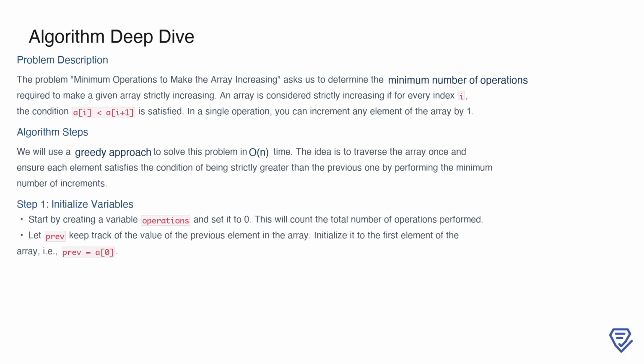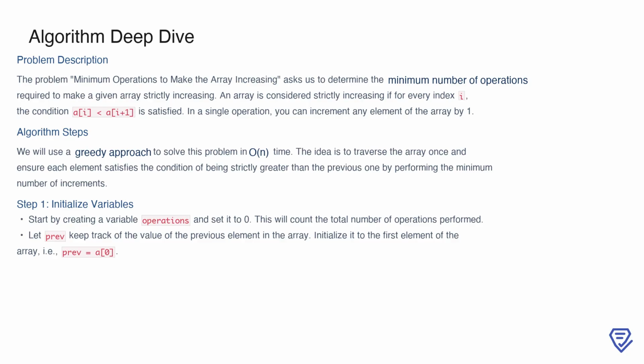In this problem, we are tasked with making a given array strictly increasing using the minimum number of operations. A strictly increasing array means that every element at index i must be less than the element at index i plus 1. The operation allowed is to increment any element of the array by 1.